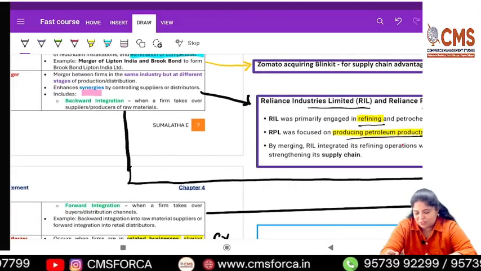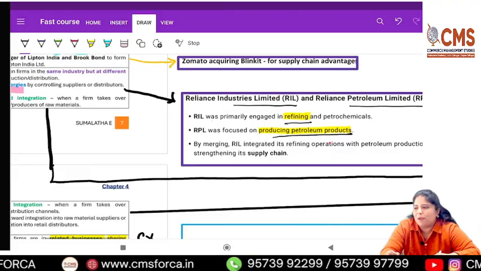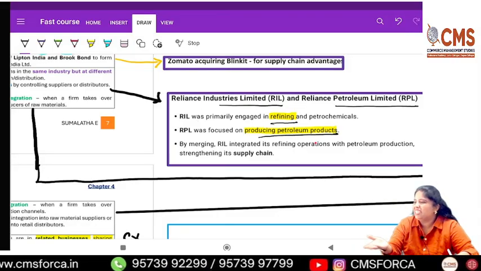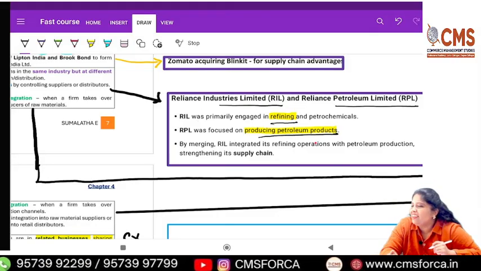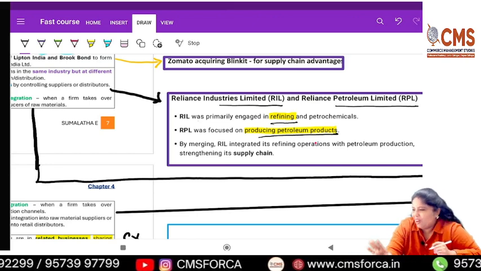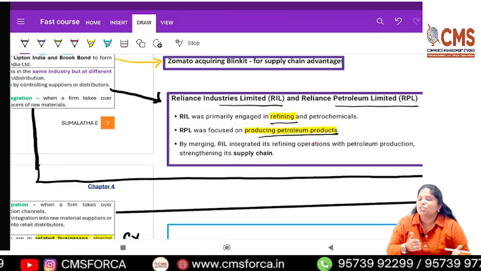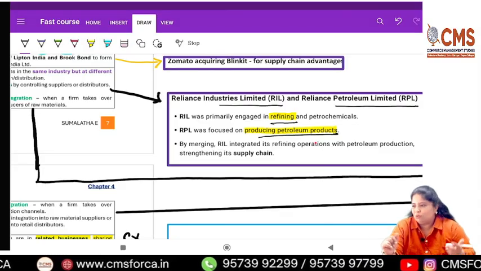Vertical. I know it's a vertical merger. Yes. Forward or backward? It depends on which got merged into what, right? Suppose RPL is merging with RIL. Got my point? Yes. It depends on which merges with what. You can quote it as a forward merger or backward.